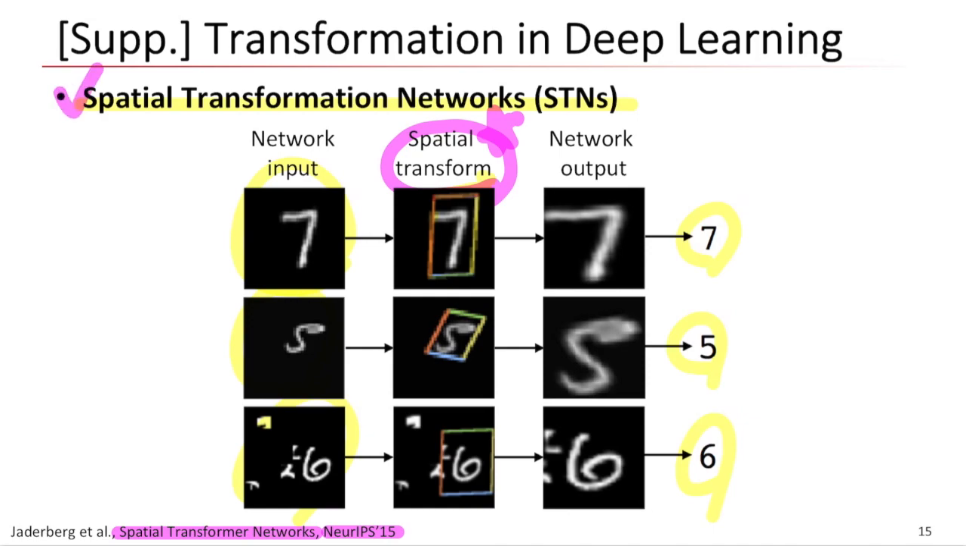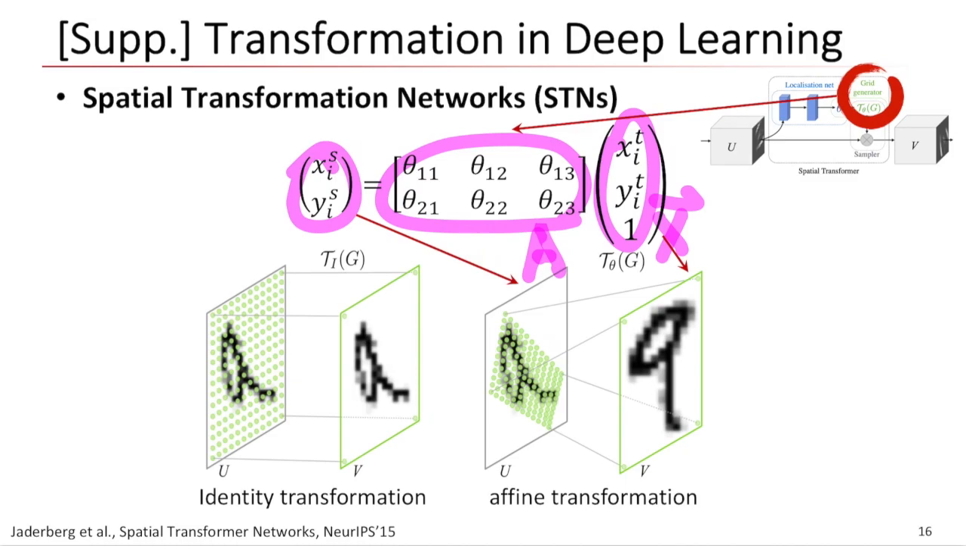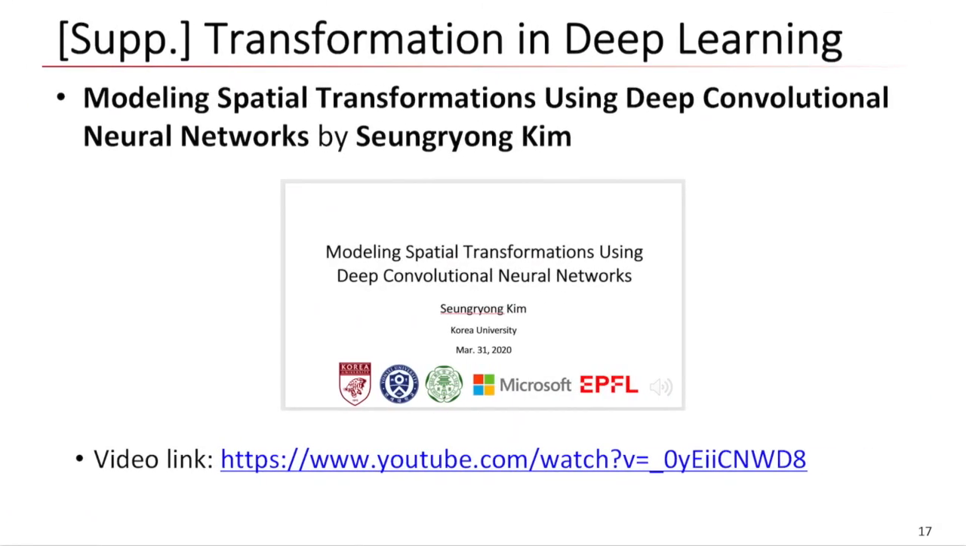So in the Spatial Transformer Network, there is a matrix A multiplied with a vector X to get the new mapping position. By using this transformation, we can transform the original features. By using this, we can solve the spatial deformation problem. If you are interested in this, I gave a seminar called modeling spatial transformation using deep convolutional neural networks. There is a video link.